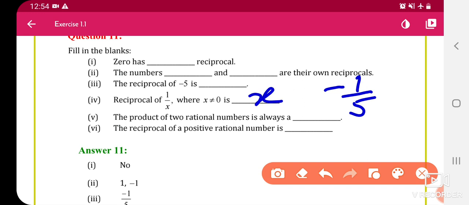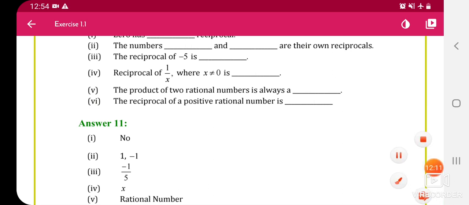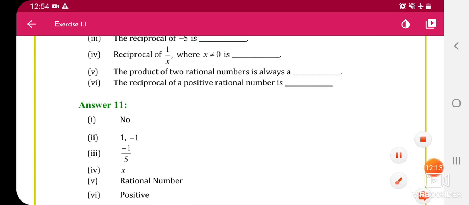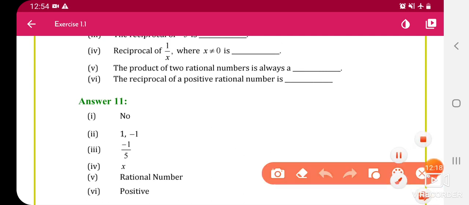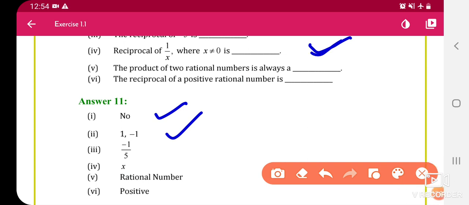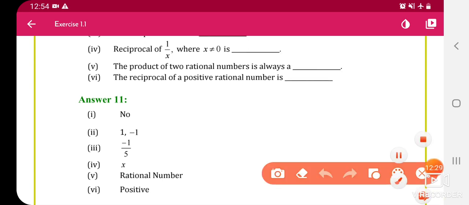X. The product of two rational numbers is always a rational number. So the answer is rational number. Okay, and the reciprocal of a positive rational number is always positive. So here are the given answers. You have to fill in the blanks, not write it like that. Okay, so dear students, exercise 1.1 is completed. Thank you for watching.